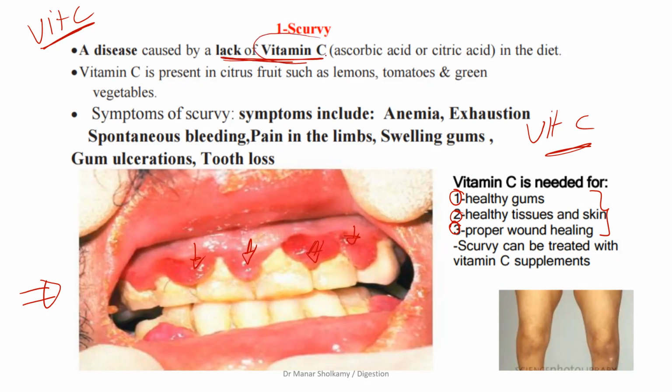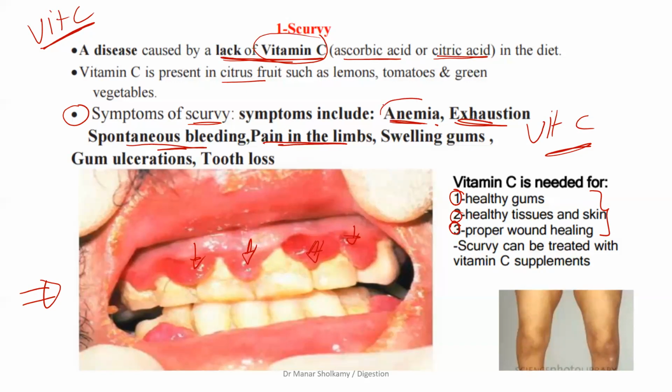Vitamin C in biology has another name. It's called ascorbic acid or citric acid. If you don't want to memorize them, it's fine. Vitamin C is present, of course, in lemons, oranges, and citrus fruits. And the symptoms of scurvy, if you have this disease. By the way, we all have a percentage of scurvy because we don't ingest enough vitamin C, all of us. We have symptoms that include anemia, exhaustion, spontaneous bleeding, pain in the limbs, and swelling gums.